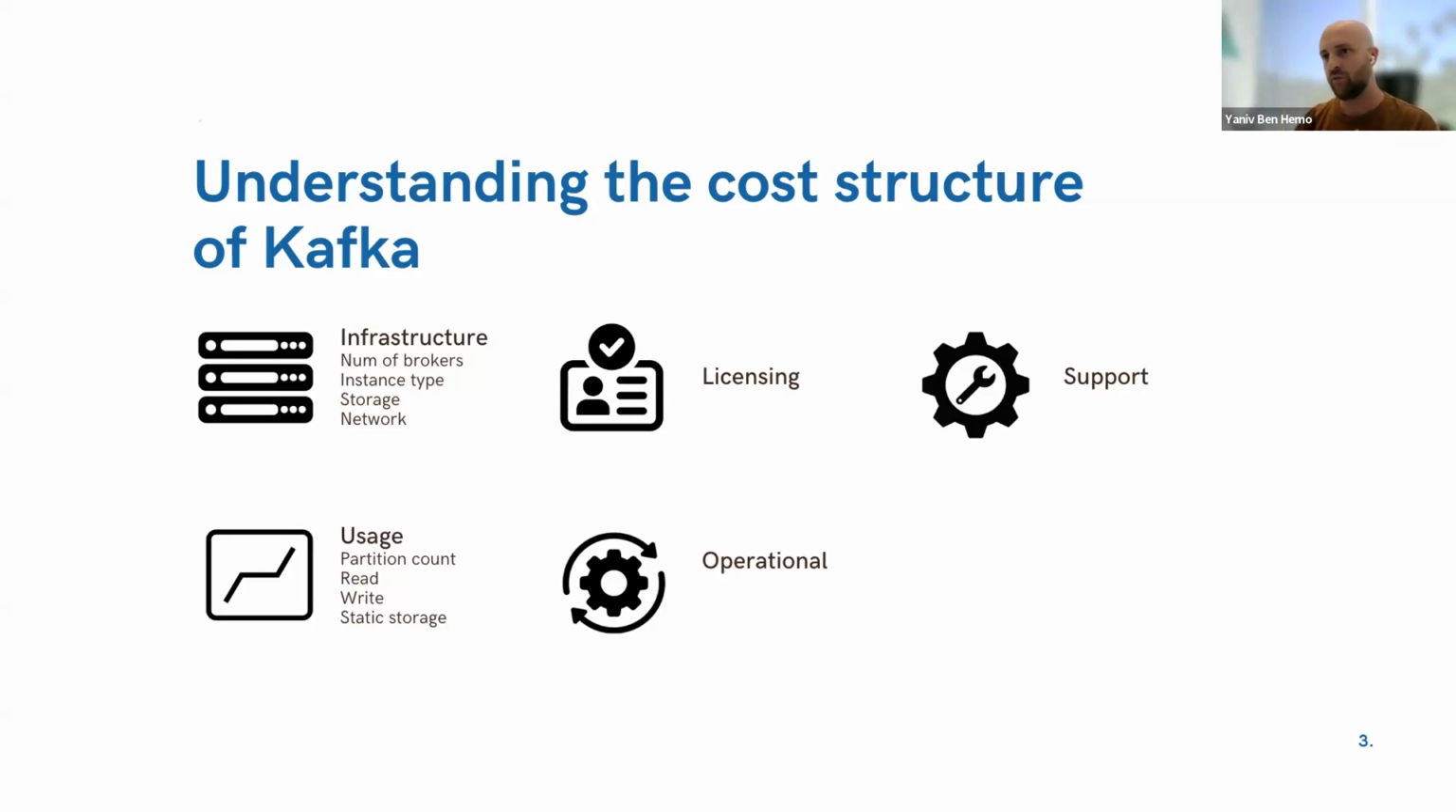So we start with infrastructure: the number of our brokers, the instance types that we are using, the storage that we are using, the amount of storage that we are using, and definitely the traffic. Traffic part is definitely the hardest one to understand and also to reduce. We also have licensing, of course, if we are using a managed Kafka. So we have that support usage.